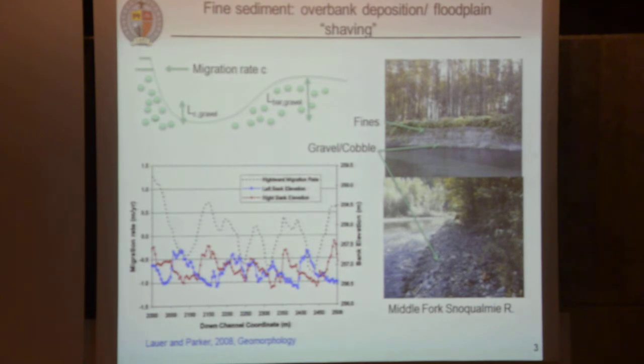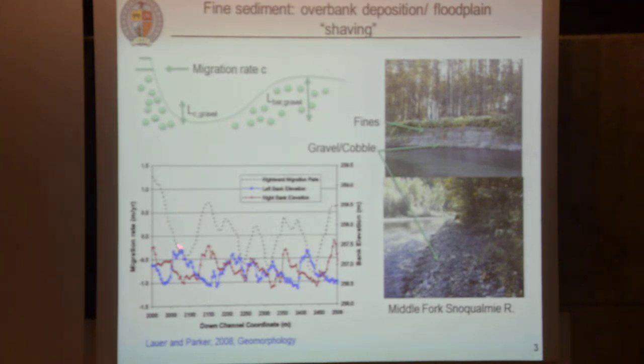It's interesting to compare these to the overall down-channel sediment load in these systems. I'll do that on the next slide. Just one other point here. This is a figure from a paper Gary and I worked on in 2008 when we were looking at the direction that these channels tend to migrate.